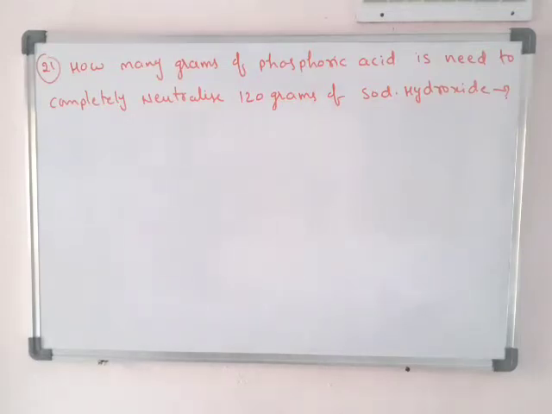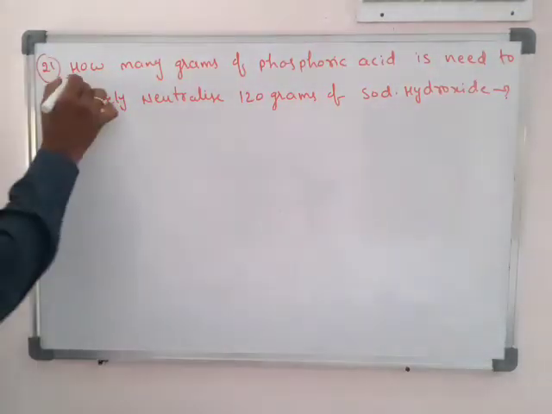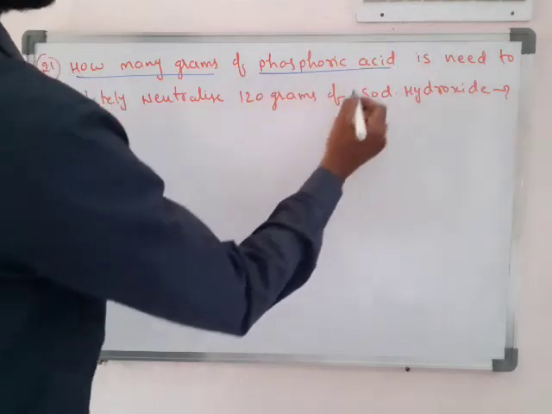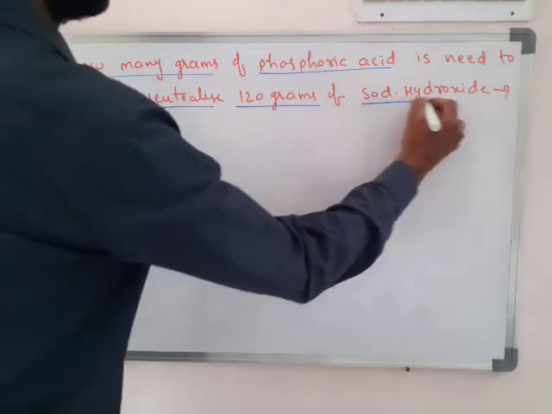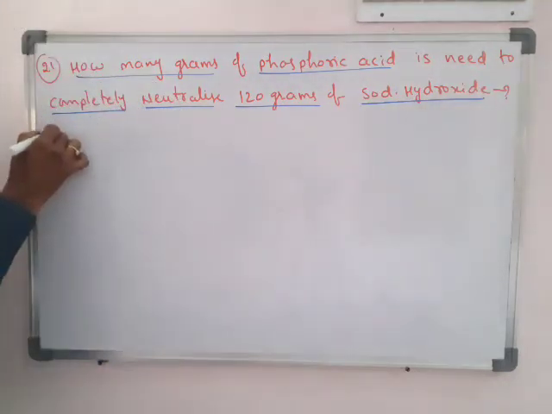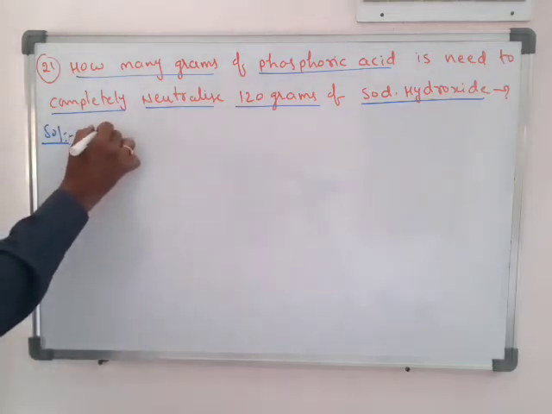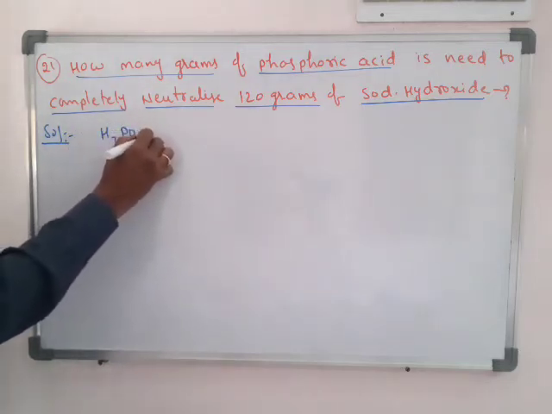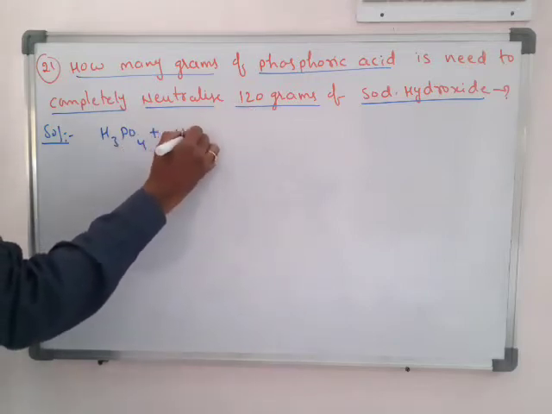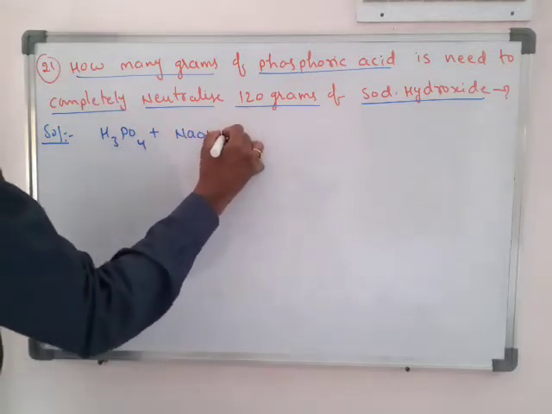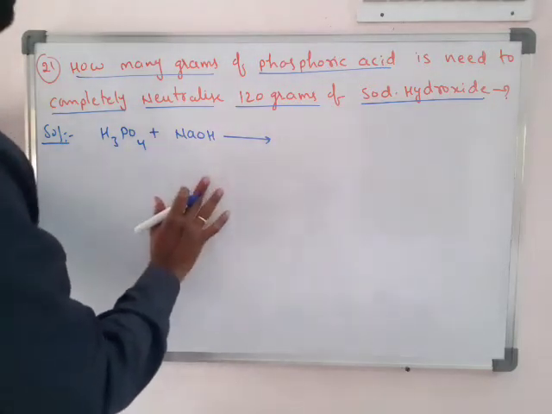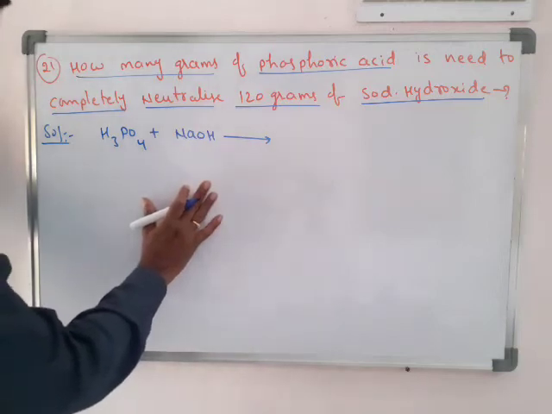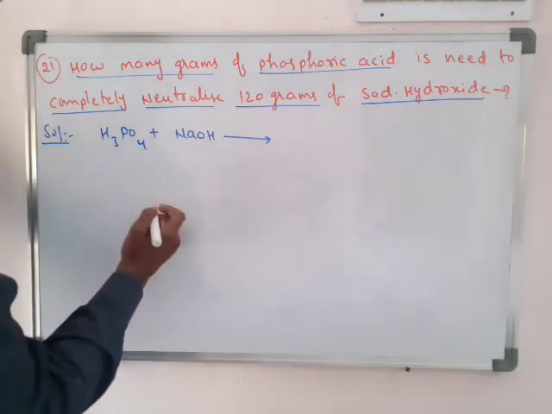Okay, see the next one. How many grams of phosphoric acid is needed to completely neutralize 120 grams of sodium hydroxide? Here also the reaction is very important, so try to write the reaction. Phosphoric acid, H3PO4, with sodium hydroxide. This is a best reaction of acid and base, an acid-base reaction. In any acid-base reaction, we know that the formation of salt and water takes place.